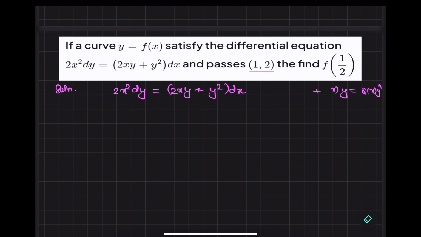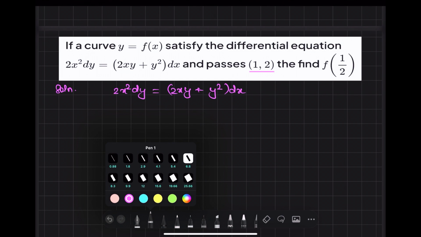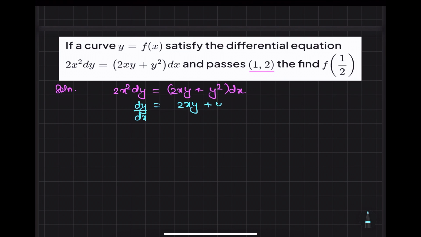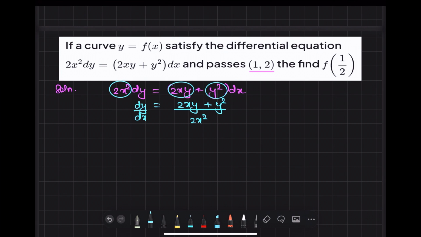So what we will do is apply the homogeneous differential equation. How does a homogeneous differential equation look? First we will write dy by dx equals 2xy plus y square over 2x square. How can you say that we can apply the homogeneous differential equation? Because this thing is carrying power 2, this thing is carrying power 2, and this thing is carrying power 2, so every element is carrying power 2, the same power. So we can apply this idea, the homogeneous differential equation.